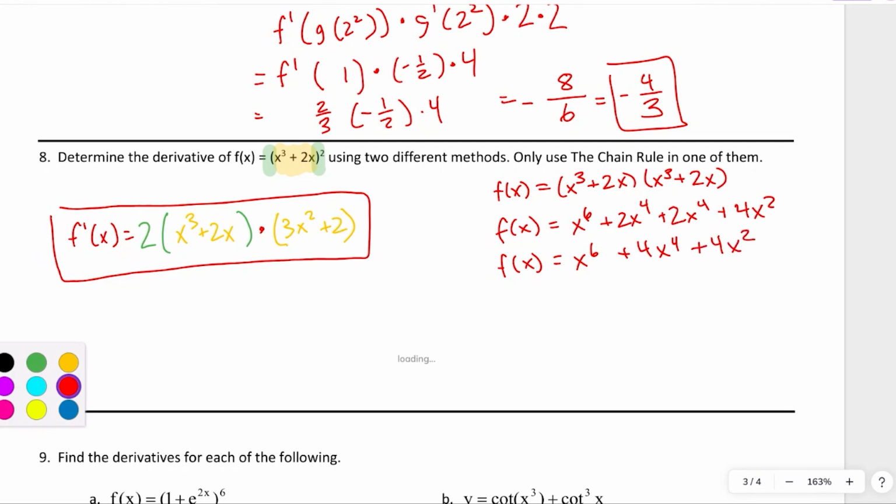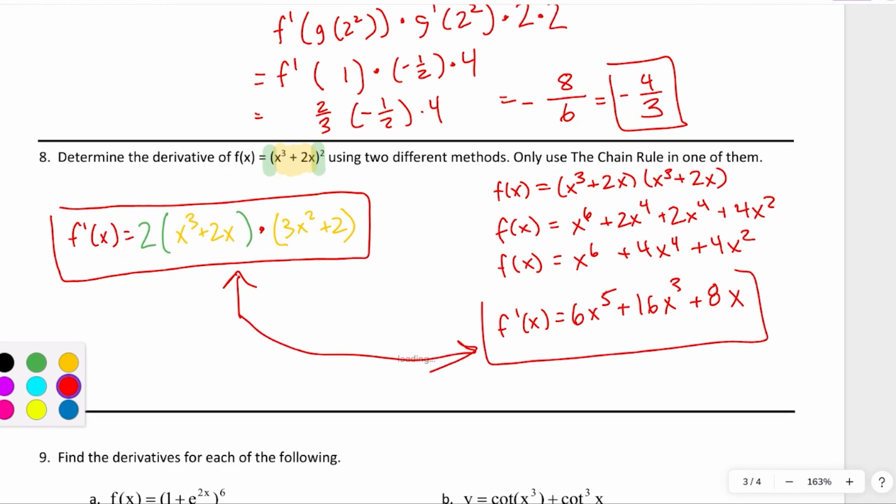And so once we get it in this form, we can just use power rule on every term in the trinomial. So f prime will be 6x to the 5th plus 16x cubed plus 8x. And so notice here that we do get 2 different kind of looking answers. They are equivalent. If we were to go ahead and multiply this out, which I'm not asking you to do, you would get this. So these are the same.